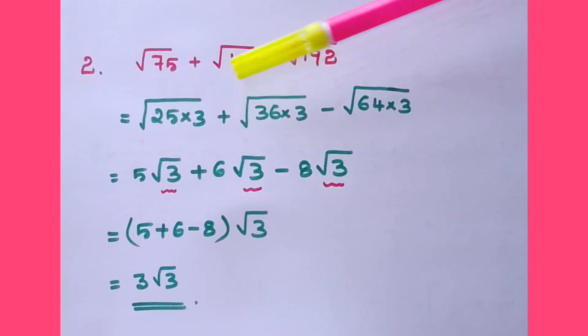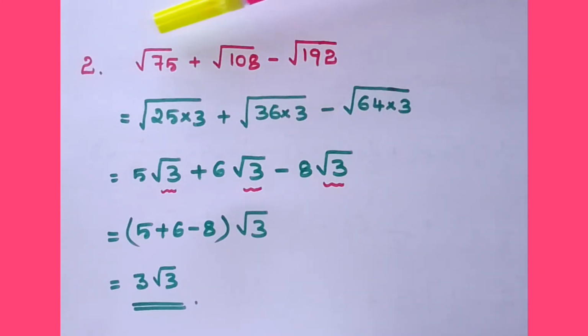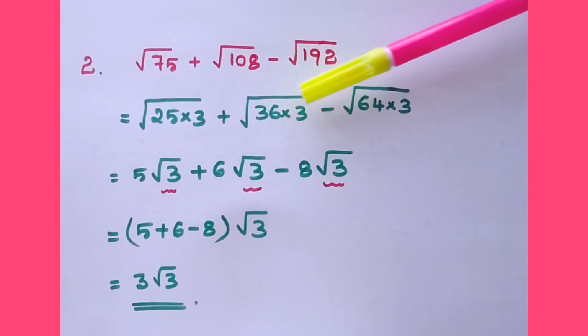Next, moving to the next question, question 2. Root 75 plus root 108 minus root 192. 75 can be written as 25 into 3. 108 can be written as 36 into 3.